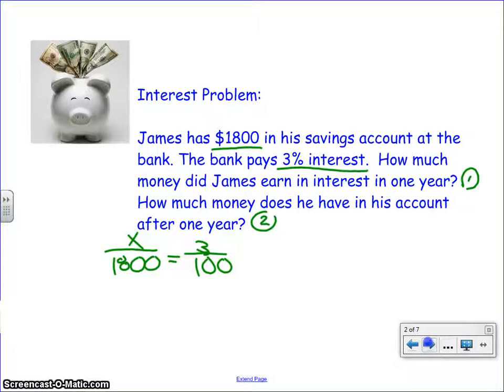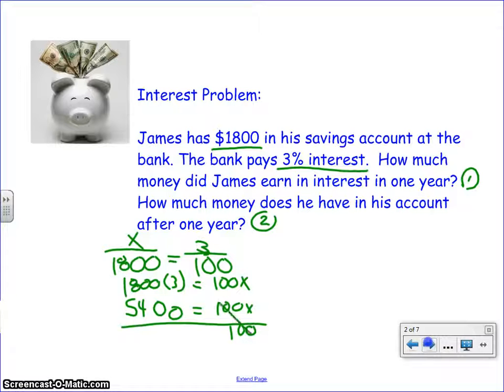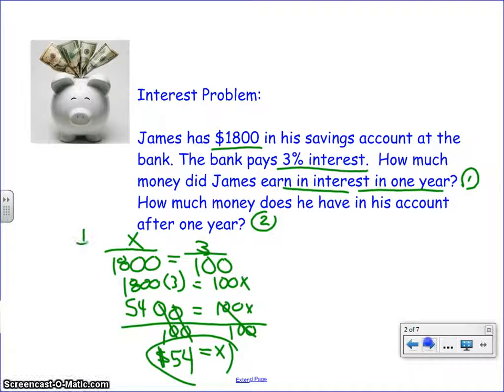So if you cross multiply, 1,800 times 3 equals 100 times X. 1,800 times 3: 8 times 3 is 24, 0, 0, 2 times 1 is 2, plus 1 is 5,400, and that equals 100x. Divide both sides by 100. We find out that in 1 year, $1,800 would make $54. So the answer to the first question, how much money did James earn in the 1 year? He earned $54.